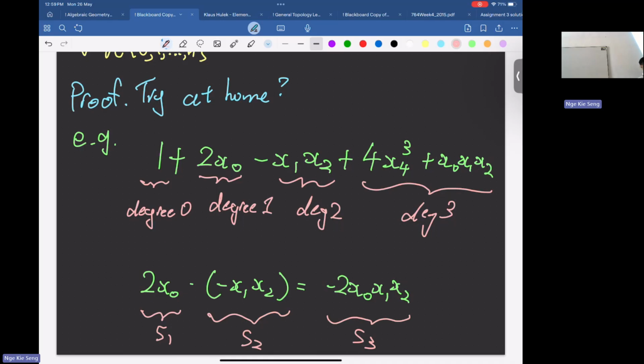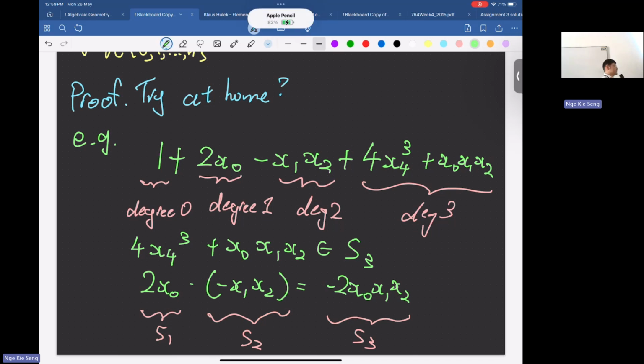Okay, let me show you another operation. If you take 4x cubed, plus x naught, x1, x2, they are still in S3. So they form a subspace in the definition. Any questions?